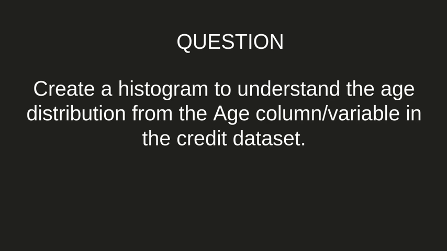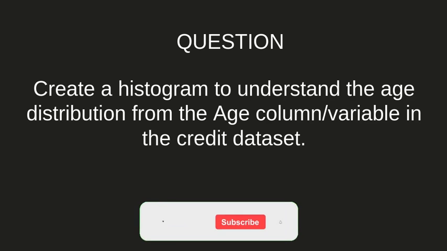Okay, so we have this question right here. As usual, we're going to set a question, study the things we need to solve it, then implement the solution, and finally have an assignment to do. The question is: create a histogram to understand the age distribution from the age column, or the age variable, or the age feature inside of the credit data set. So what's a histogram, and how can you plot histograms in Python?